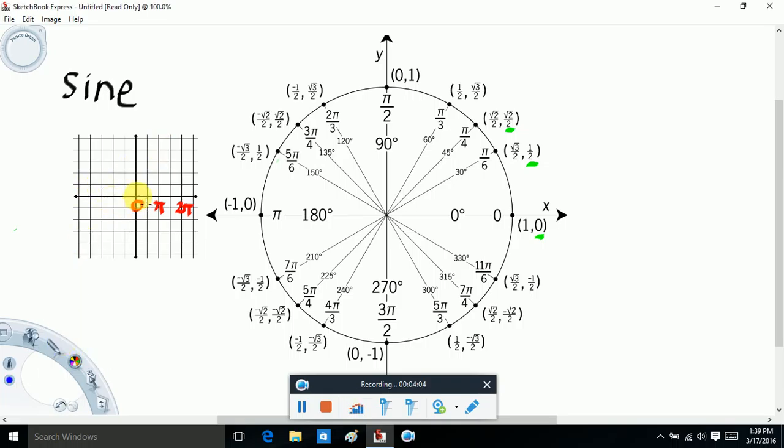The sine of 0 is 0. Then midway between 0 and pi, we get pi over 2. The sine is 1. And then sine of pi is 0. Sine of 3 pi over 2 is -1. That's midway between these two. And then sine of 2 pi is 0.